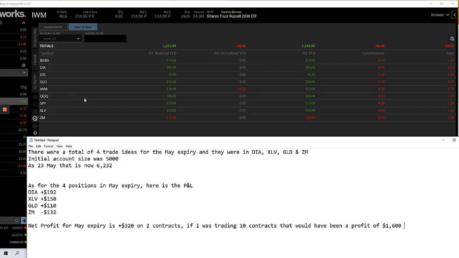Okay, I had a position in QQQ before the beta members joined. I made a profit of $188. I also had a position in Spiders, SPY, made a profit of 210. And XLV, this one here, I made a profit of 150. ZM, as you well know, it haunted me for a while. I made a loss of 132, so that's the only losing position since I opened this account. The total profit, as you can see here, is 1,232, and that gives me a return of 24% since April, like I said.